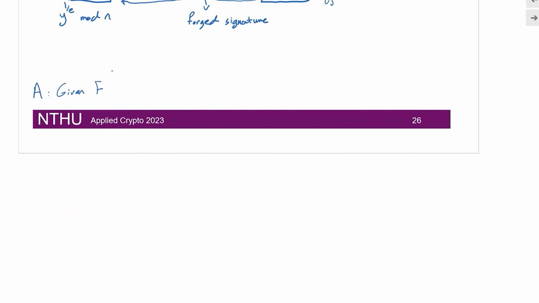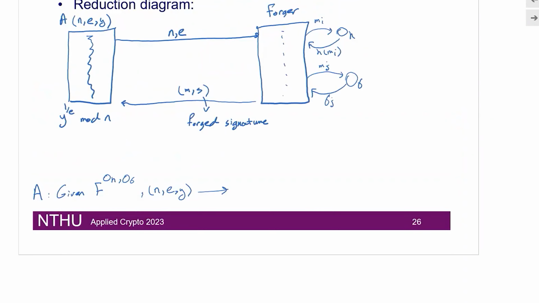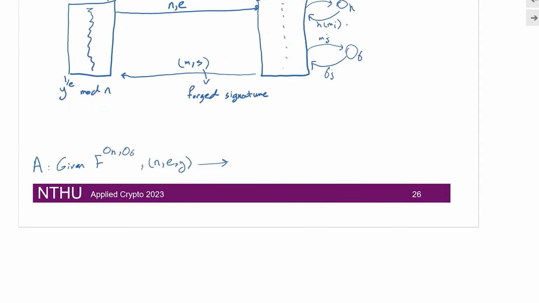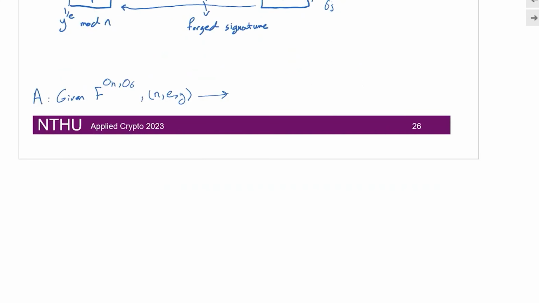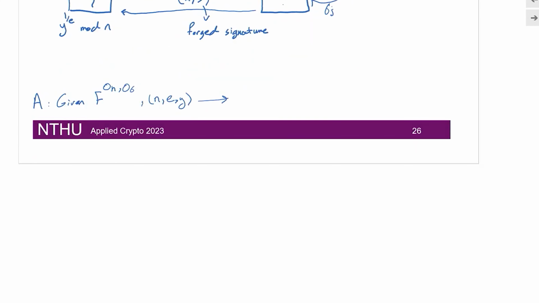the forger with access to the hash function and the oracle of the signature, and also N and E and Y, right? So the input to the hard problem, then this guy can go ahead and make this interaction happen. This algorithm A calls the forger, and the forger does his job, and then you provide the valid signature, and then at the end we turn that into computing the eth root of Y, right? So I can compute the eth root of Y mod N.